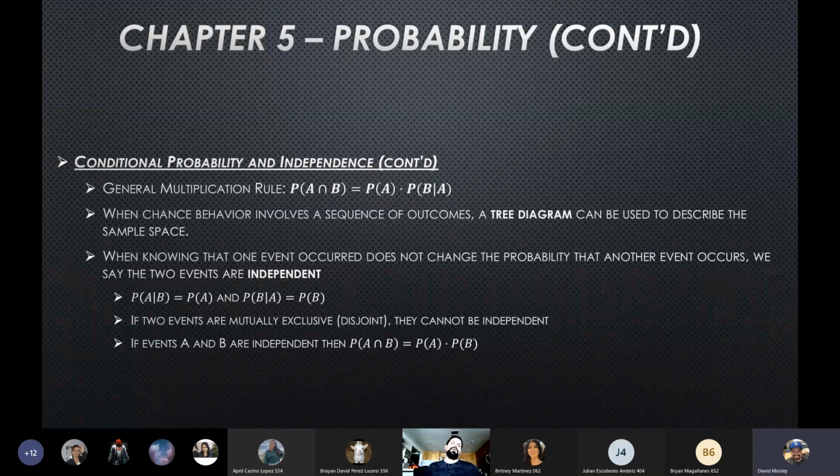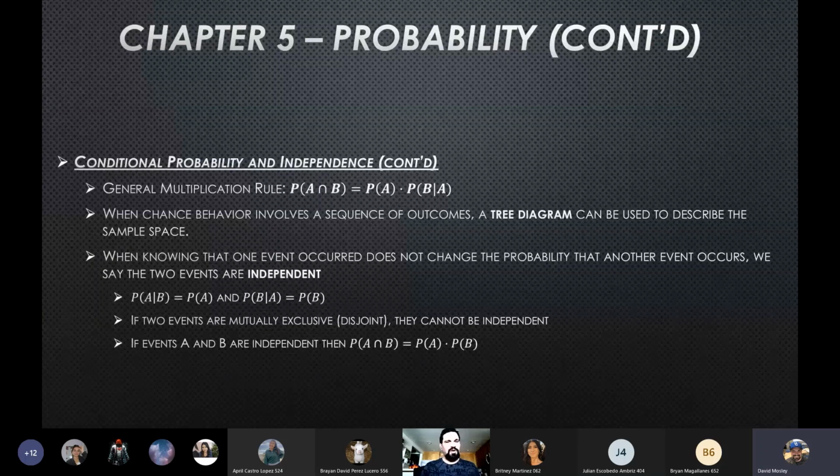There we go. A little bit more in conditional probability and independence. We have the general multiplication rule, meaning the probability of A and B, the probability of the intersection of those two events, is equal to the probability of A times the probability of B given A.